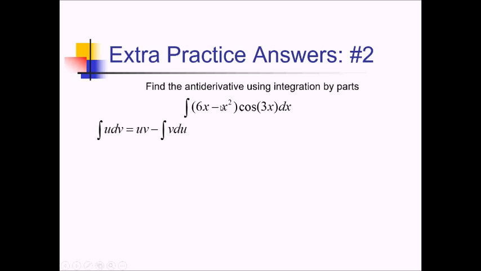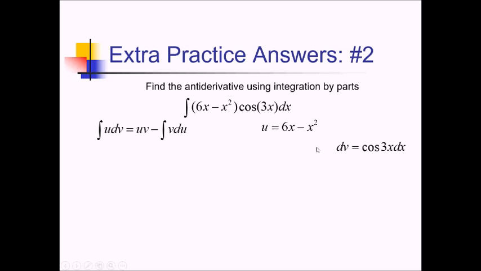Algebraic is a better choice for u, according to LATE, because A comes before T, or more theoretically, because we can take derivatives of algebraics, and trigs don't get worse as we take antiderivatives. Compared to the algebraics, we'd rather take an antiderivative of a trig. So let's let u be 6x minus x squared, and then dv is going to be cosine of 3x dx.